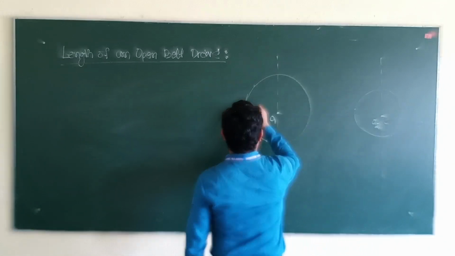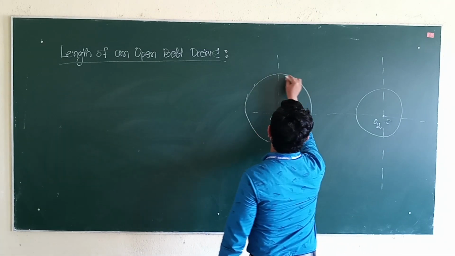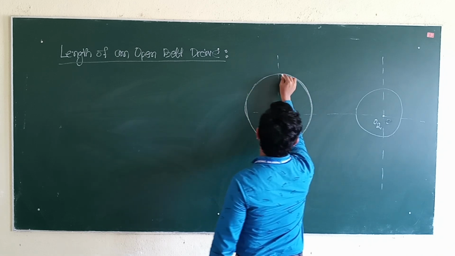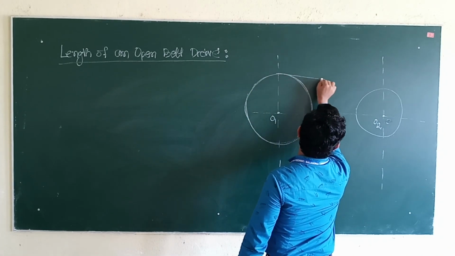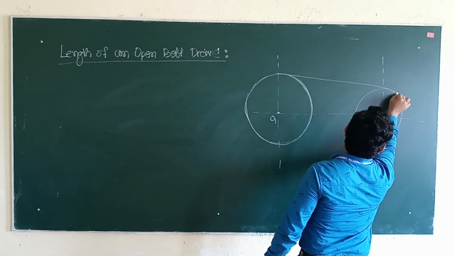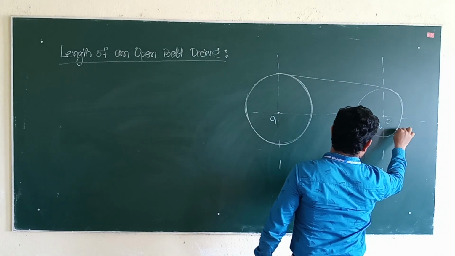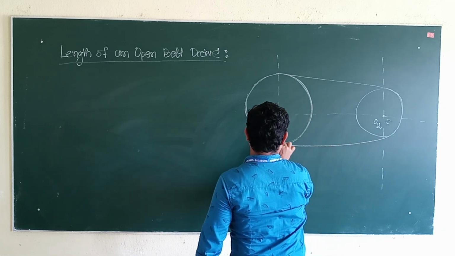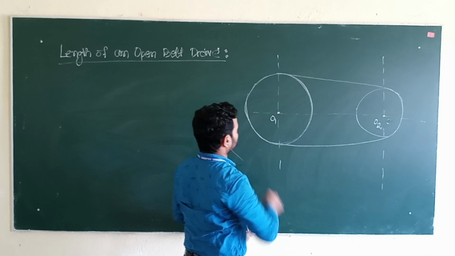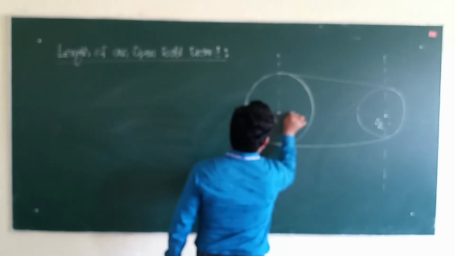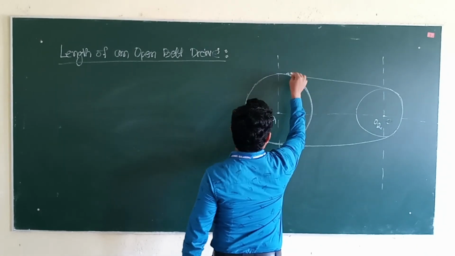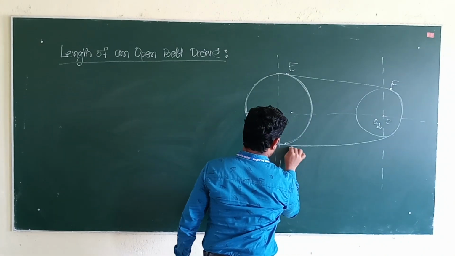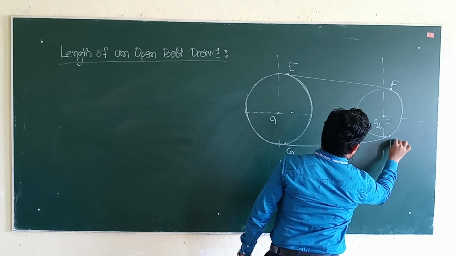Right? Then, in case of flat belt drive, what happens? Look here, the belt. How will the belt go from the larger pulley? The belt will go like this. It will enter the smaller pulley here, and now it will leave the pulley. This is the belt drive, open belt drive. Where it touches, that is E, F, and this is G, this is H.